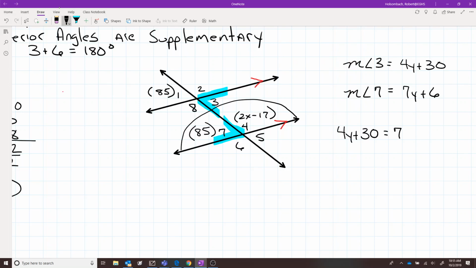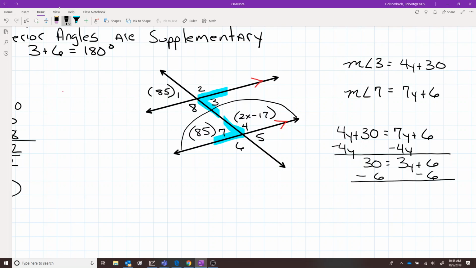is equal to your 7y plus 6. And now you can solve for y. So subtract 4y from each side. And your 30 equals 3y plus 6. Subtract 6. 24 equals 3y. And you can divide by 3. So 8 is equal to y.